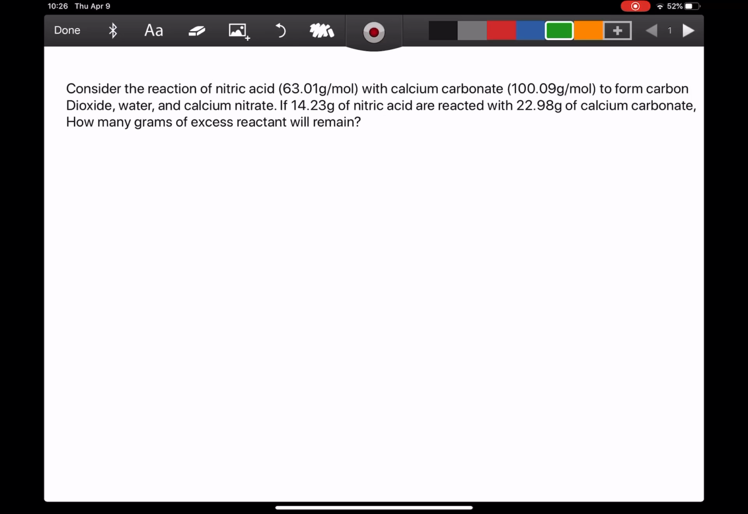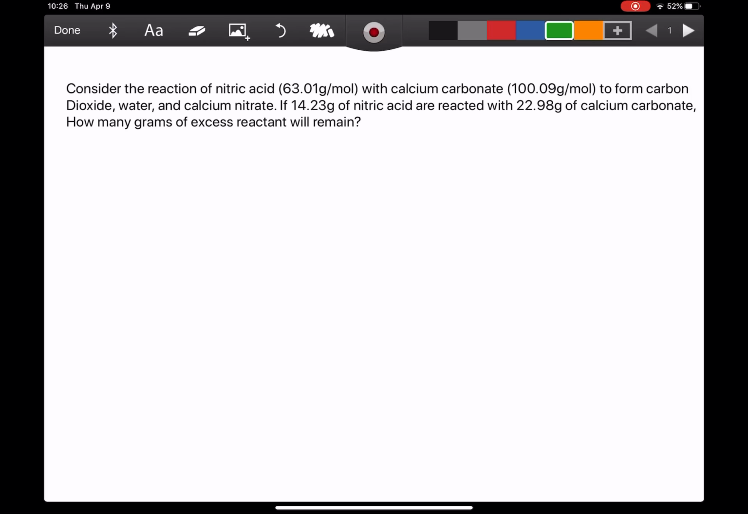So, the question reads, we are given nitric acid and calcium carbonate. We have 14.23 grams of nitric acid, and we're reacting it with 22.98 grams of calcium carbonate. And we're asked how many grams of excess reactant will remain. Now, we don't know which reactant is going to be in excess at this point.